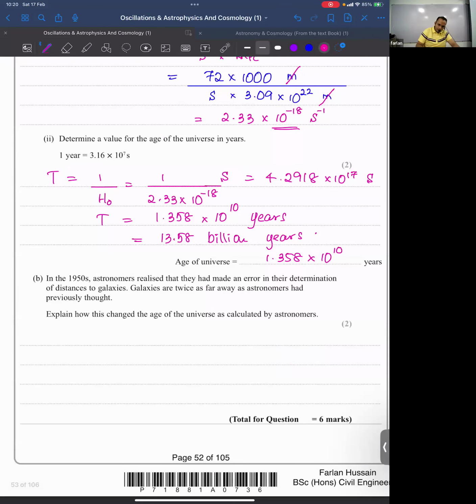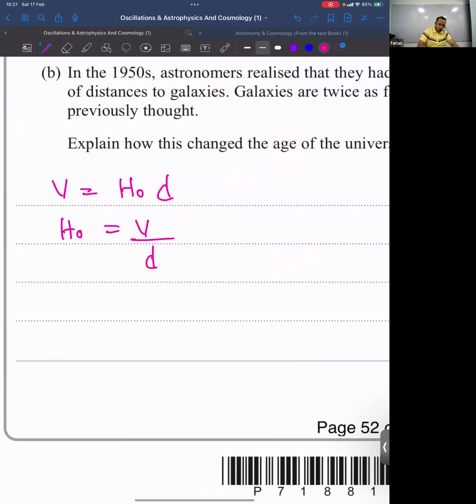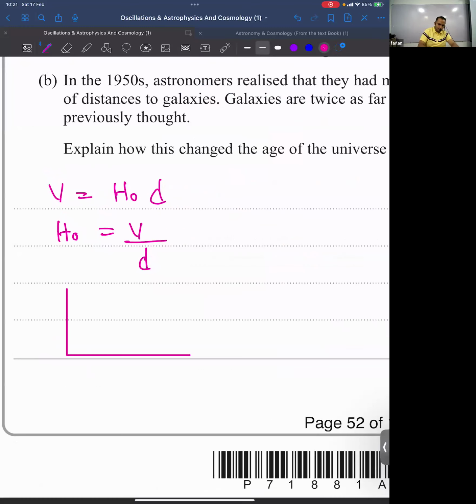Okay, how is the distance connected here? So V is equal to H naught D, right? So H naught is equal to V over D. So how did they get this H naught? By plotting a graph of V versus D. The gradient of the graph was H naught. Correct?